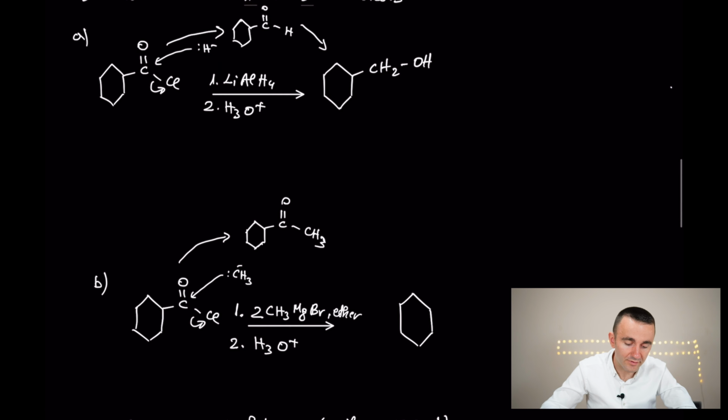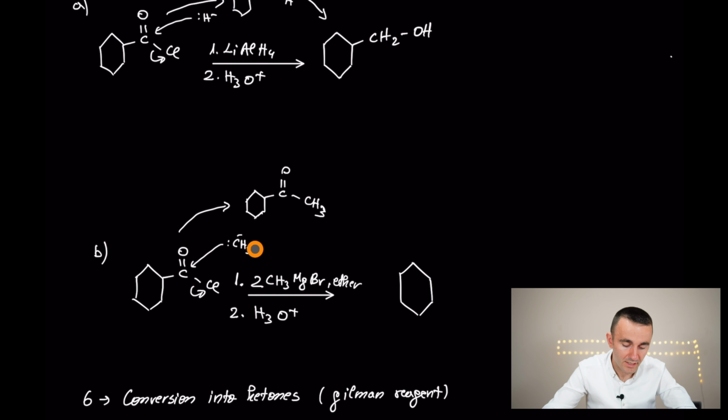In case you treat with Grignard reagent, the story is the same, but as an intermediate a ketone is going to be formed first, and after that another step proceeds and forms a tertiary alcohol.